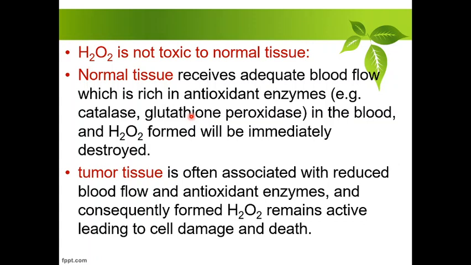This is because normal tissue receives sufficient blood flow, and this blood flow is rich in the antioxidant enzymes. Catalase, glutathione peroxidase in the blood, and hydrogen peroxide formed will be immediately destroyed. Whereas a tumor tissue is often associated with reduced blood flow and antioxidant enzymes, and subsequently formed hydrogen peroxide remains active. Okay, reduced blood flow and antioxidant enzyme.